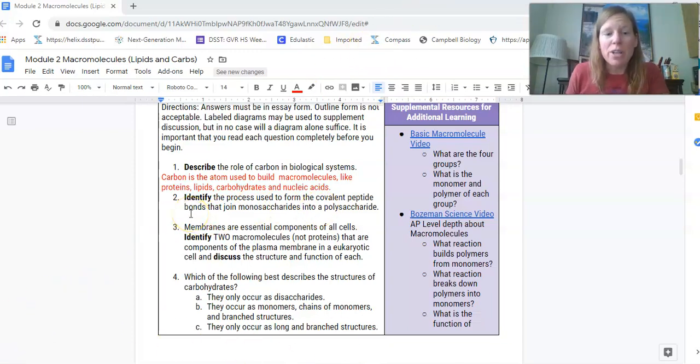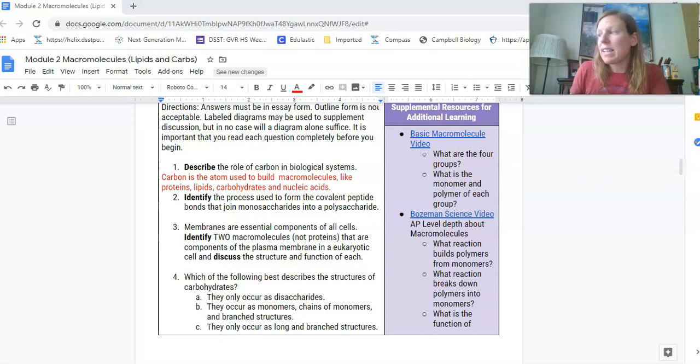Okay, so now we are going to continue on with answering the question. It says identify the process used to form the covalent peptide bonds. So covalent bonds are when electrons are shared that join monosaccharides into a polysaccharide. So again, mono, think monomer, into polymer. So what process? Identify. So this should be a short response. You should have 1 answer. Please do that now. If you need more time, pause the video. Otherwise, you have 5, 4, 3, 2, 1.